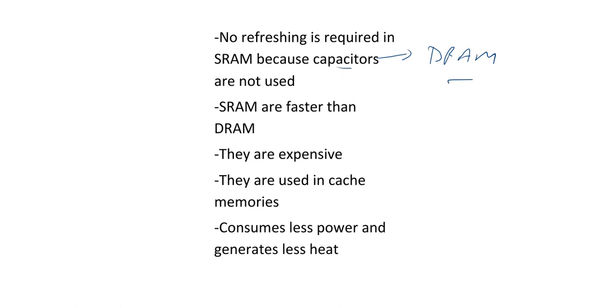Then SRAM is faster than DRAM. It is also expensive. It is used in cache memories because it is faster. Remember, cache memory is used to enhance computer performance because it is faster for the CPU to fetch instructions in cache than in the main memory. So that is why we use SRAM in cache, because it is faster.